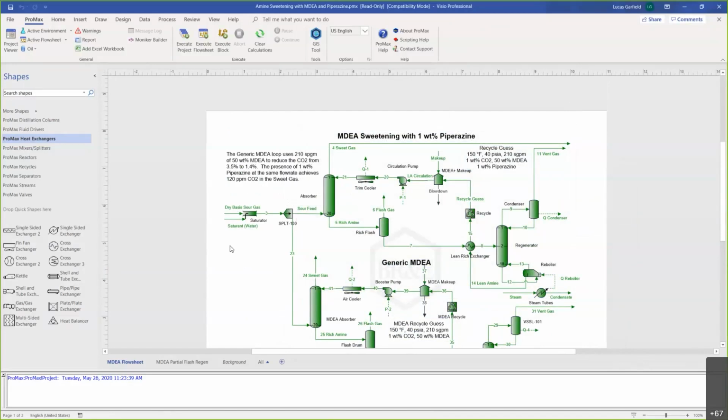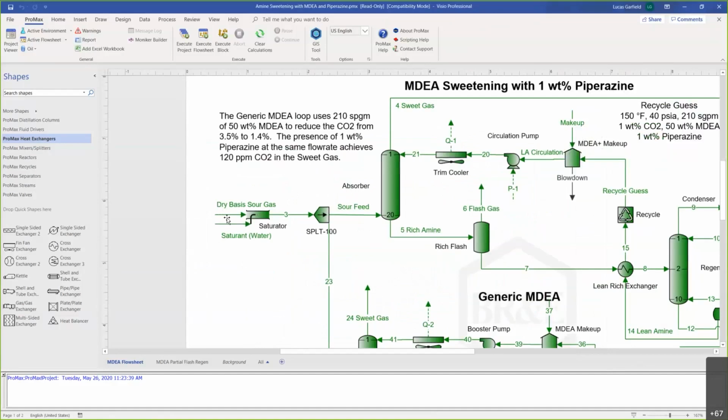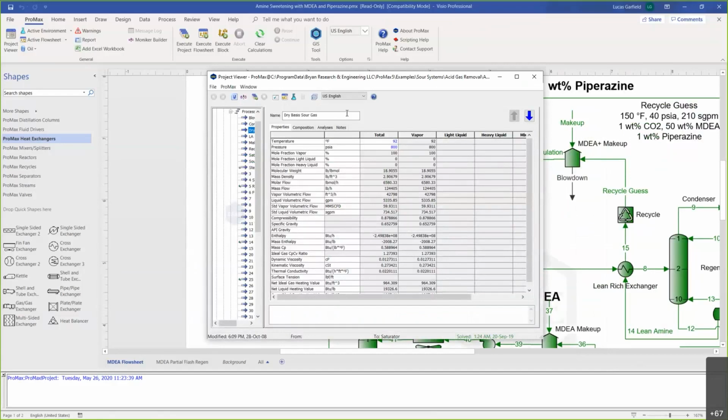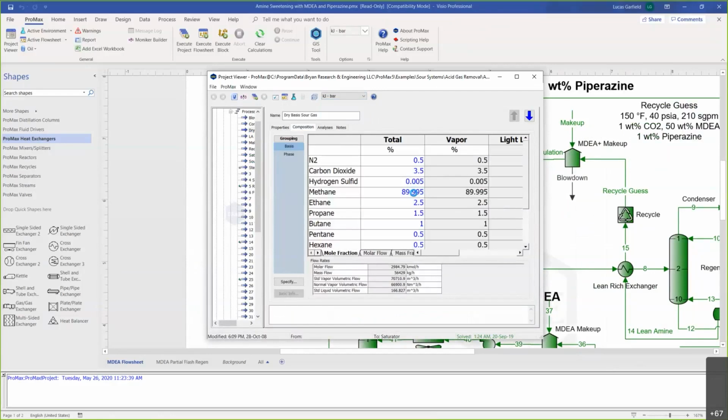Let's take a look at the composition of that feed gas. I'm going to open that up. Change my units up here to kilojoule bar, and let's just go to the composition and see what we've got. So this is about 90% methane, and then we've got 3.5% carbon dioxide and about 50 ppm of H2S. Okay, so 3.5% CO2, 50 ppm H2S.